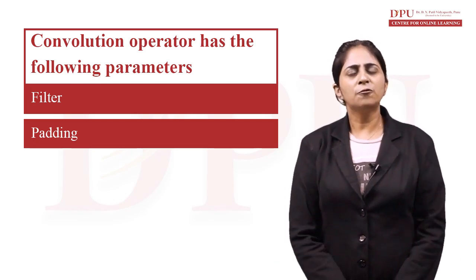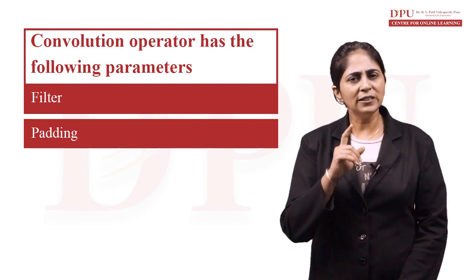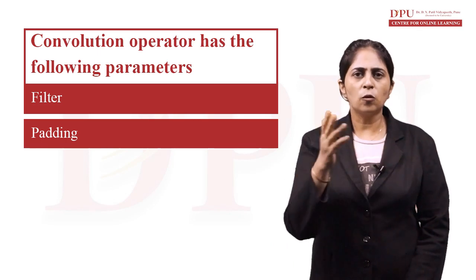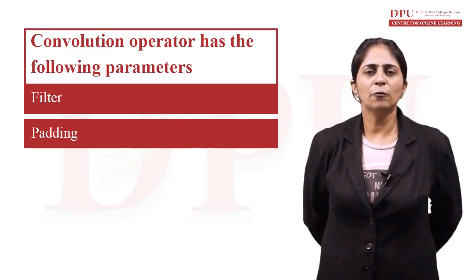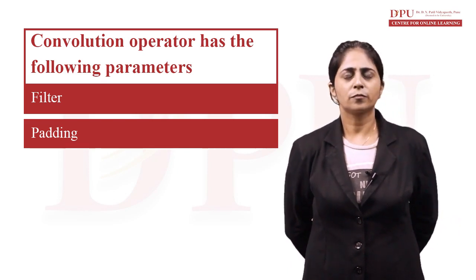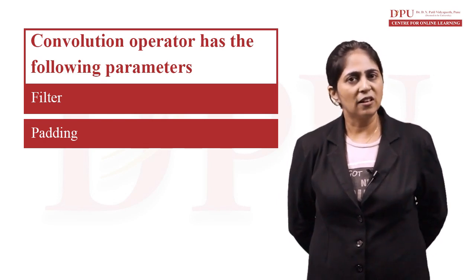If the padding is 1 by 1, then we can add 1 zero in every direction. If it's 2 by 2, we can add 2 zeros in every direction, and so on. That means basically padding, why is it being used? This padding is used for the purpose of keeping the size of the image the same.